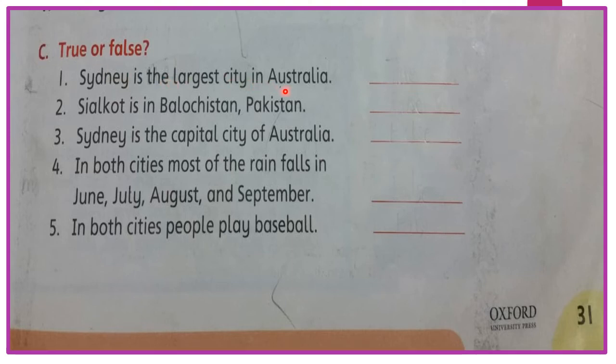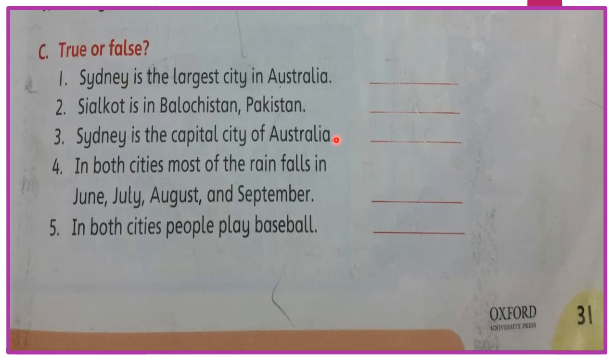So number 1 here is Sydney is the largest city in Australia, which we all know is true. So you are supposed to write down true against this statement here in the space provided. Number 2 is Sialkot is in Balochistan, Pakistan, which we know is false as the city of Sialkot is located in Punjab province. So you are supposed to write down false against this statement here in the space provided.